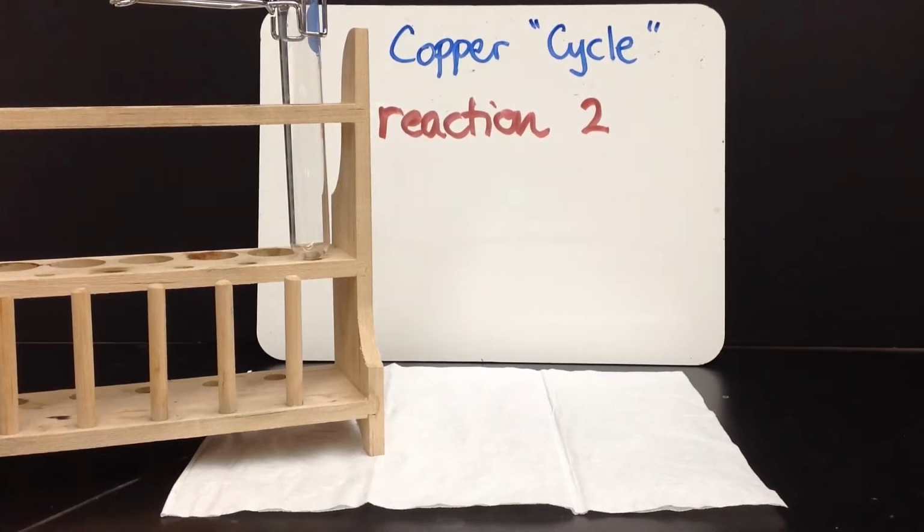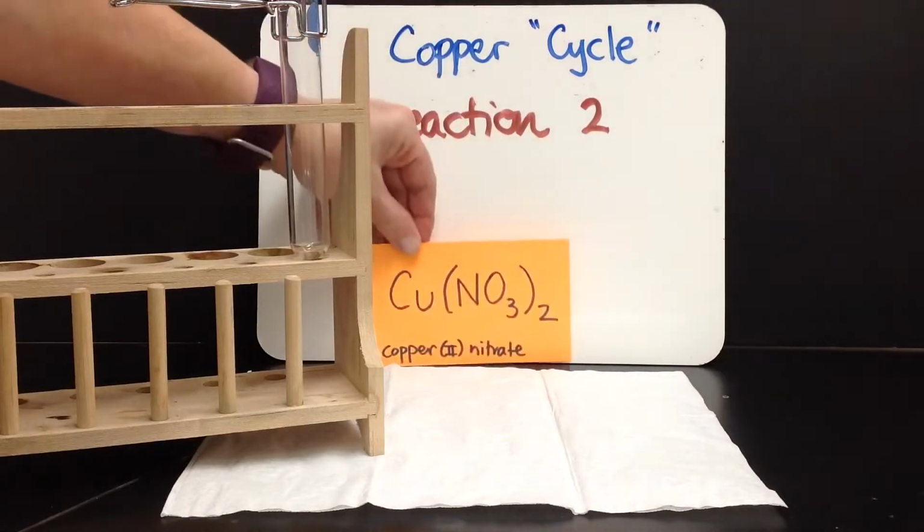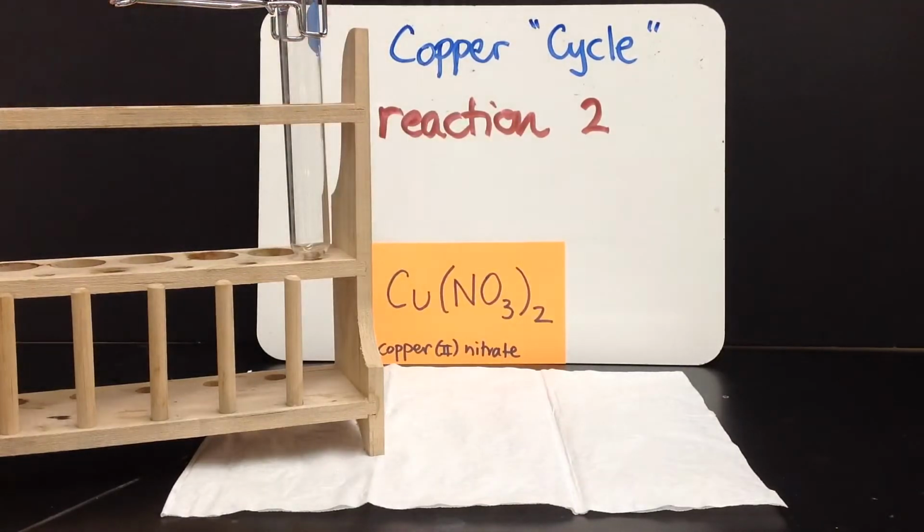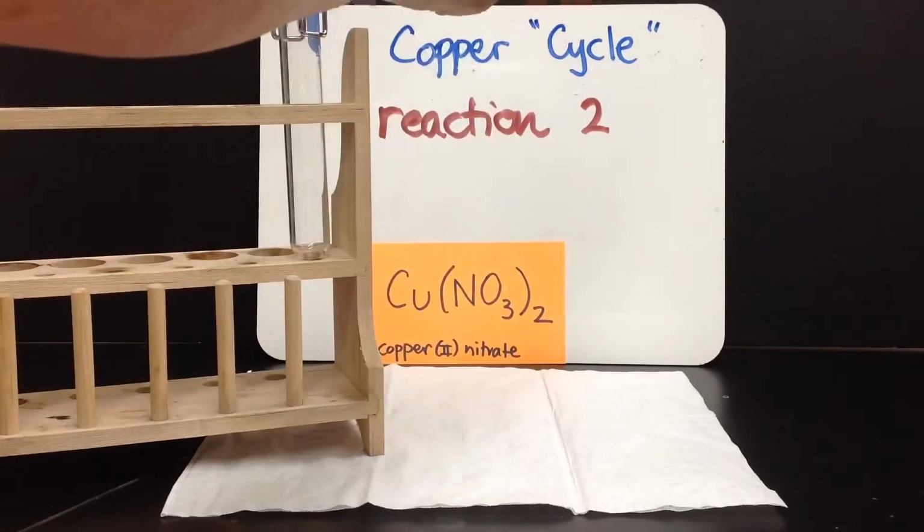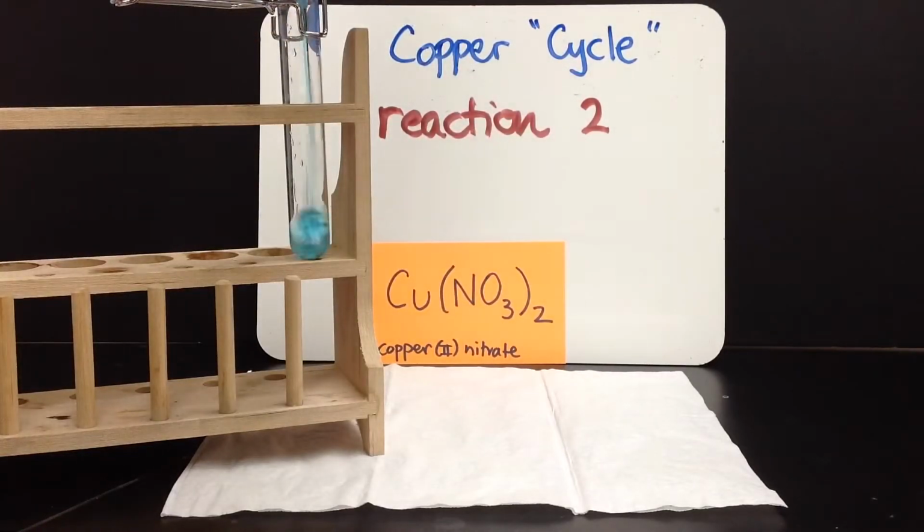In this video, I am going to demonstrate reaction 2 of the copper cycle of reactions. And it is going to start with copper nitrate, and that's the formula there. So let me put some of that, that's this stuff here. Now I'll put stuff in my test tube.